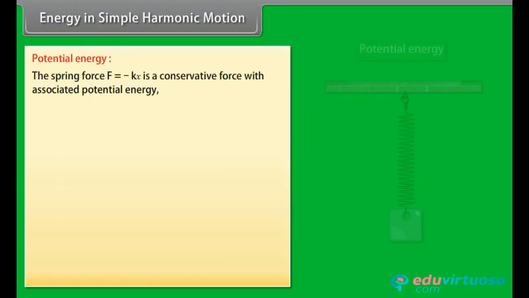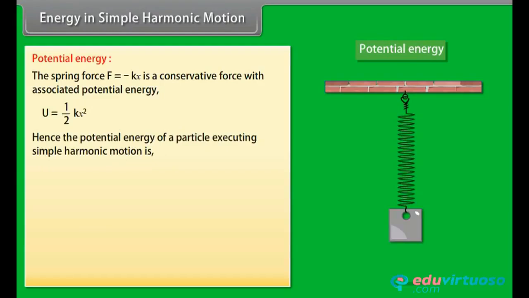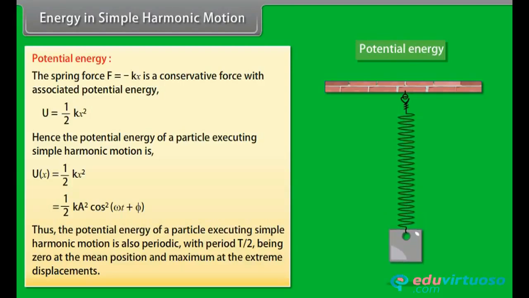Potential energy. The spring force F = -kx is a conservative force with associated potential energy U = ½kx². Hence, the potential energy of a particle executing simple harmonic motion is U(x) = ½kx² = ½kA² cos²(ωt + φ). Thus, the potential energy is also periodic, with period T/2, being 0 at the mean position and maximum at the extreme displacements.